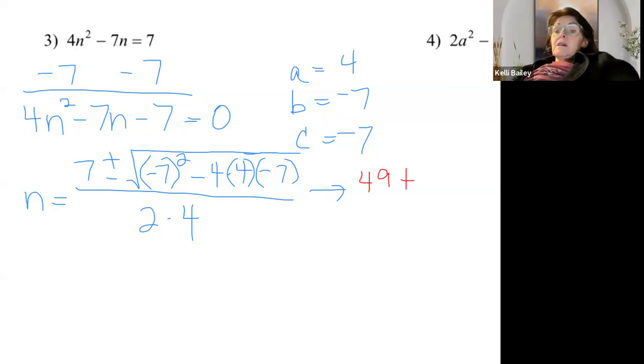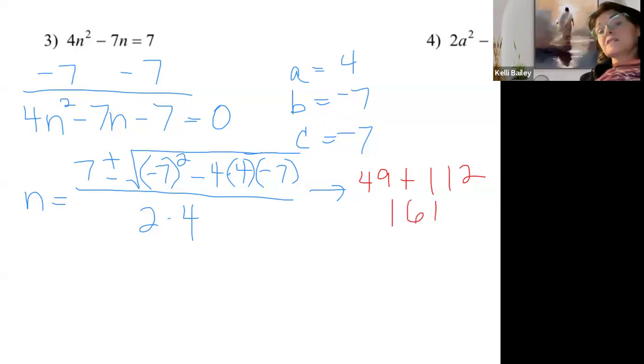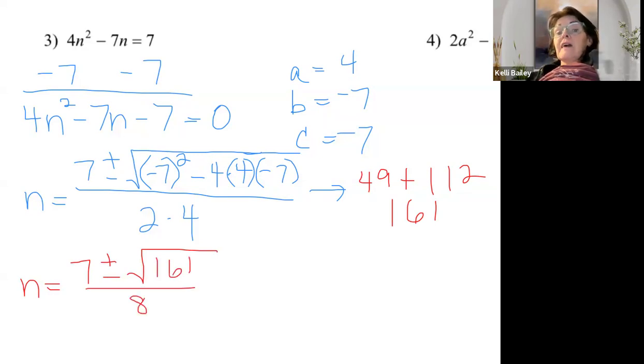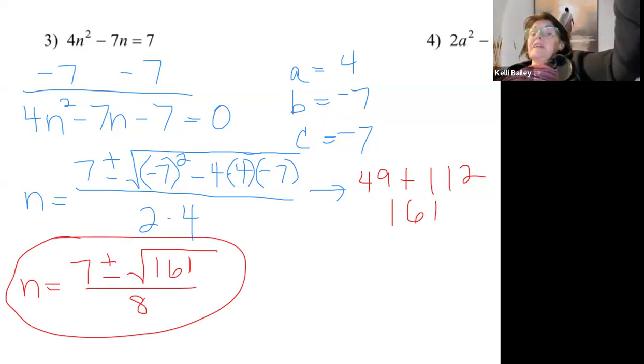Let's see, what do we got? 28. 4 times 28, 3, 12, 112. Maybe I'll make sure here. 16 times 7. Yep, 112. Okay, and then when I add those two together, I get 161. So my discriminant is 161. So n equals 7 plus or minus the square root of 161 over 2 times 4, which is 8. That is my answer. Nothing I can do with that.